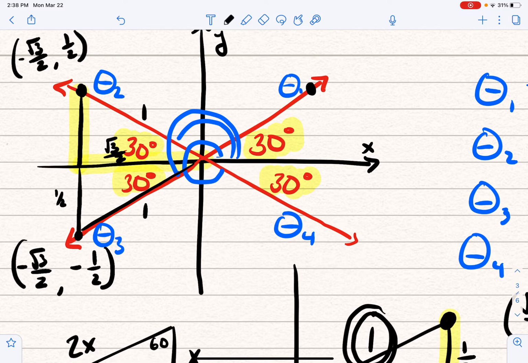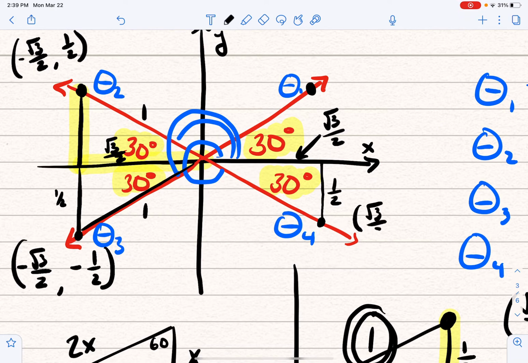And then that same point would kind of exist over here. And this one, we know, again, we can make a special right triangle, and this side right here is square root of 3 over 2, and this side right here is 1/2. So the coordinates of that point are square root of 3 over 2 and negative 1/2.